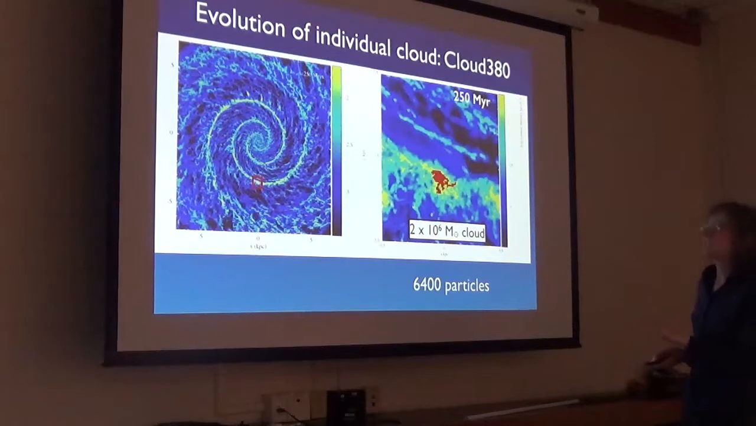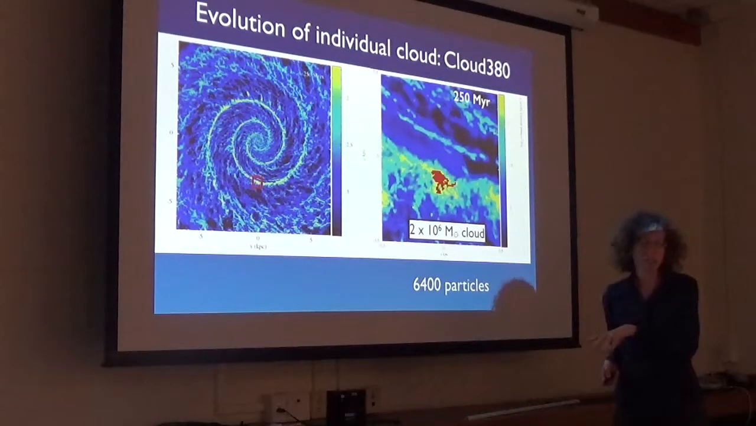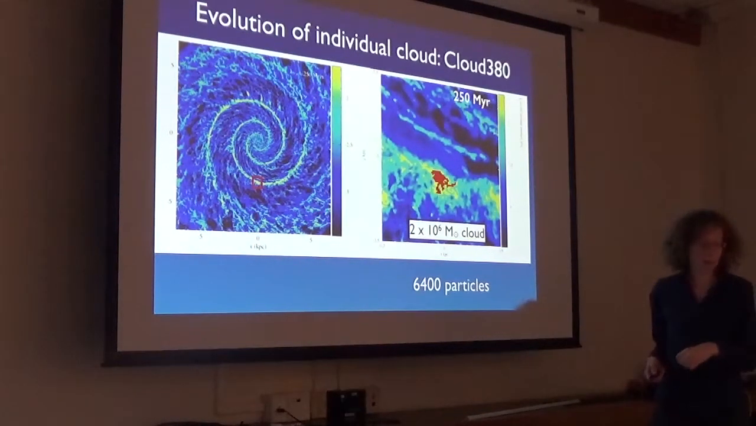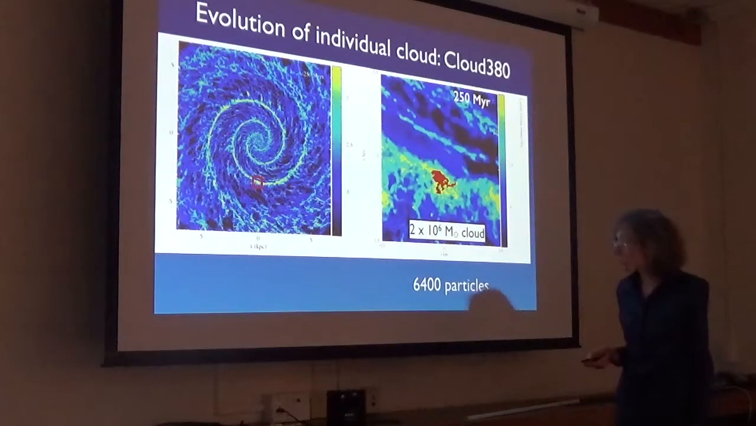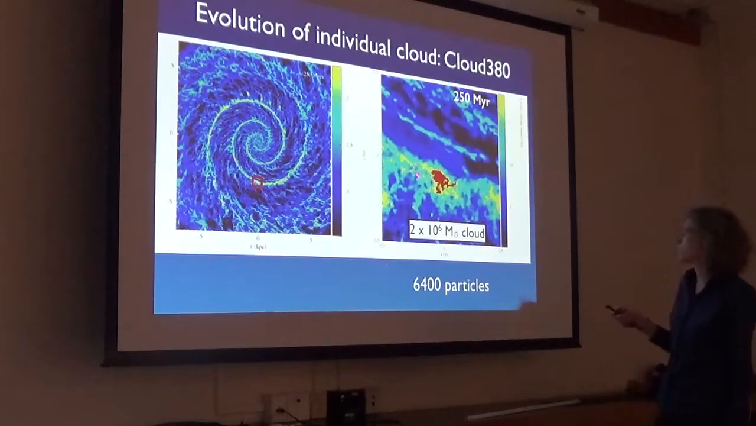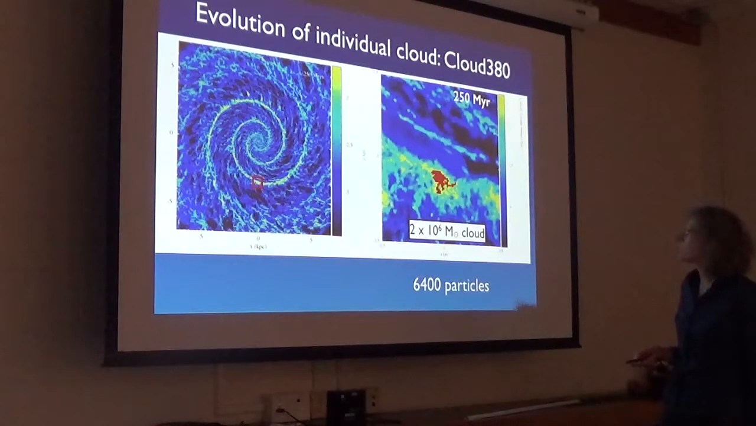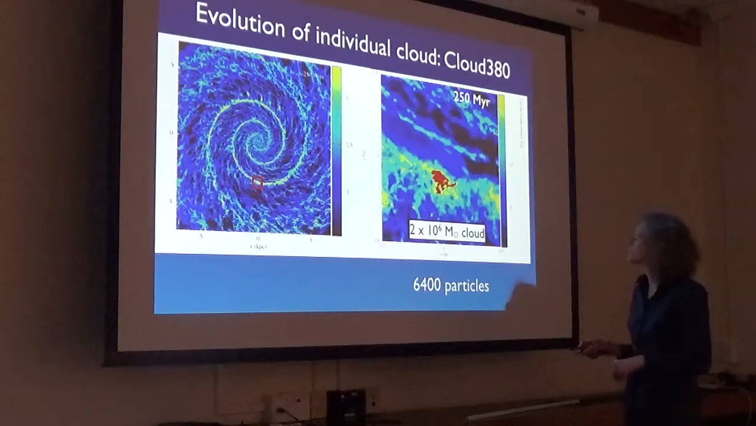So we then wanted to look at the lifetime of these clouds. I started by taking just one particular example and following its evolution over time. I highlighted this particular example. It's a 2 × 10⁶ solar mass cloud. And with SPH, you have the advantage that you can trace the particles backwards and forwards with time.